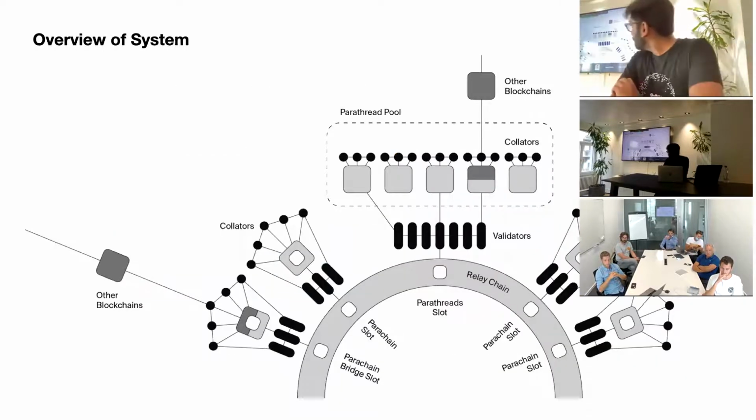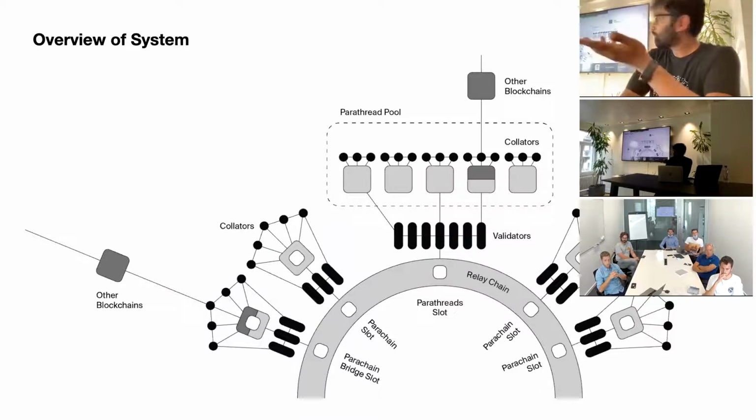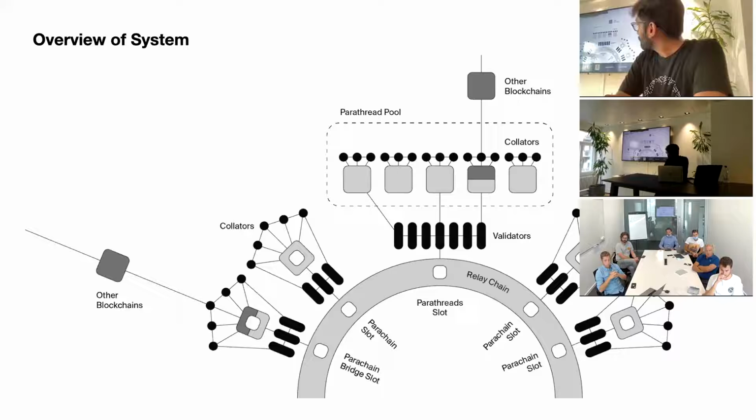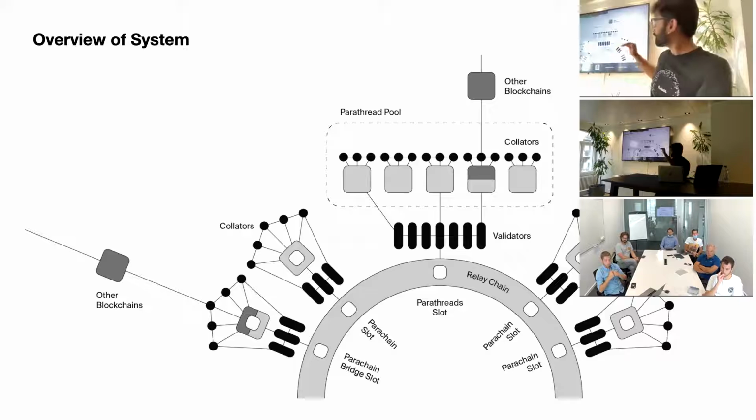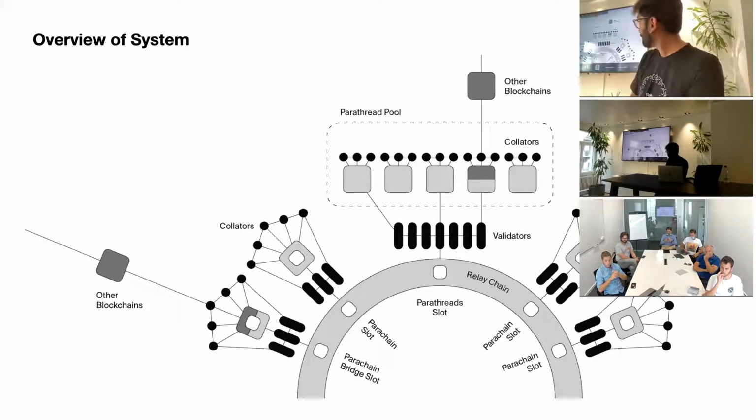Okay, so I zoomed into the architecture that I showed earlier. As you can see, there are a bunch of validators on the relay chain. They're going to validate the blocks for the parachains. So the parachains themselves don't have to work much to create blocks. It's the validators on the relay chain who are going to finalize the blocks for the parachains.